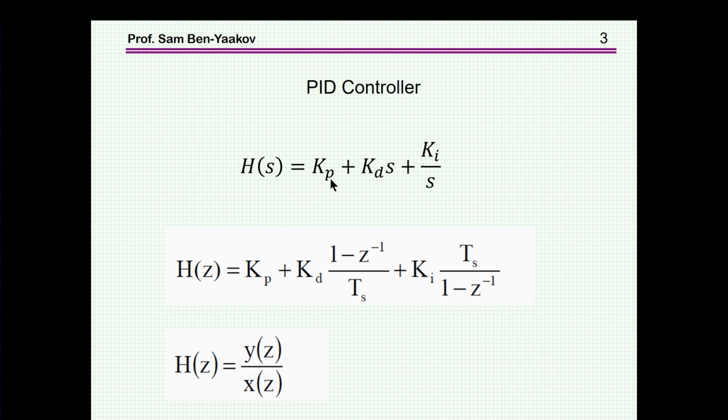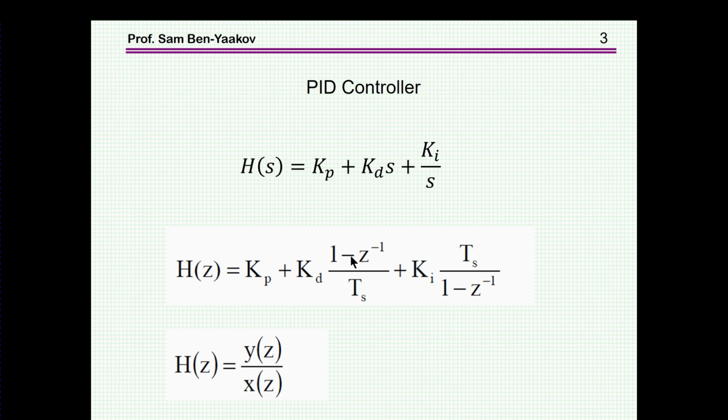We see here a constant. This is a proportional constant. This is a constant for the derivative. This is an S for the Laplace transformation variable. And this is the integral constant, 1 over S. Okay, so this is a PID in general.